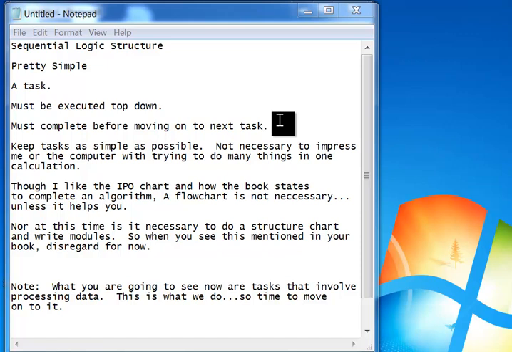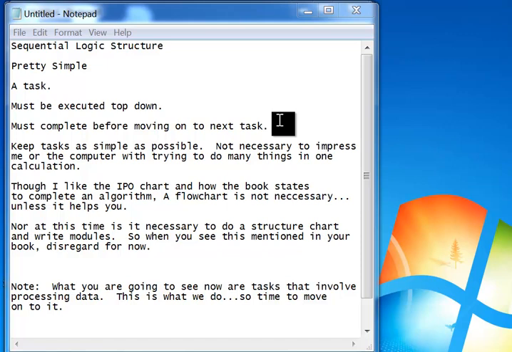All right. Finally, though I like the IPO charts and how the book states to complete an algorithm, which I think does a pretty good job, a flowchart is not necessary in your IPO. Okay, if you like flowcharting, use it. I like pseudocode, and that's all that's really required for my assignments. The flowchart is there to help you one more time, in a more illustrative way, to help you understand things. So it's up to you if you want to use them. I find them after a while to be cumbersome, meaning you might run out of paper and go to the back page and so on. But it's strictly up to you, okay?